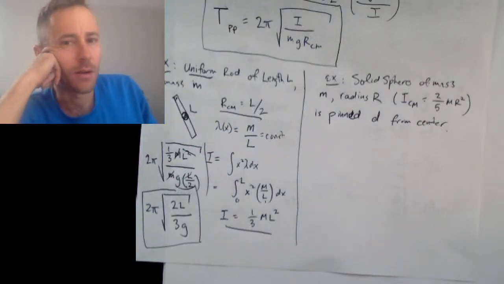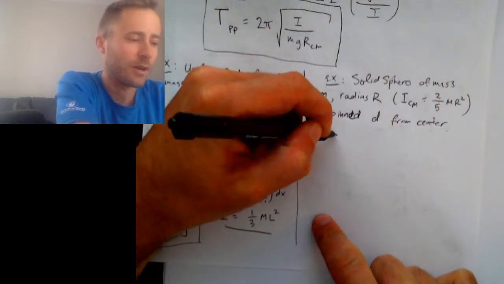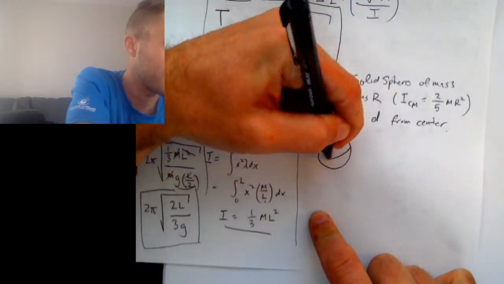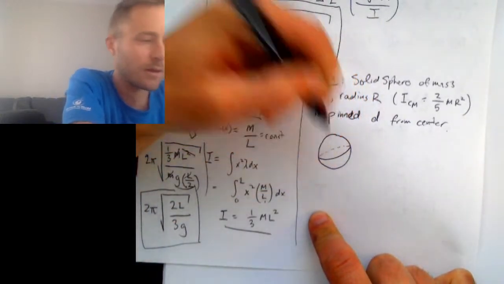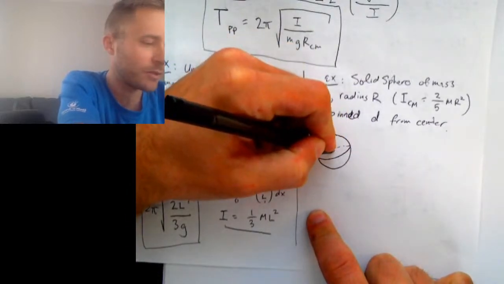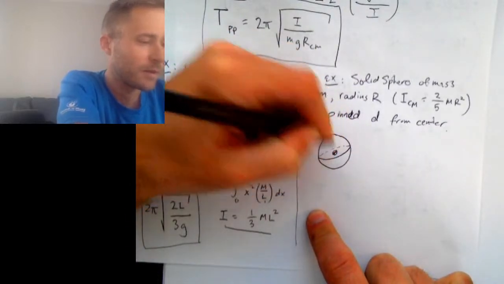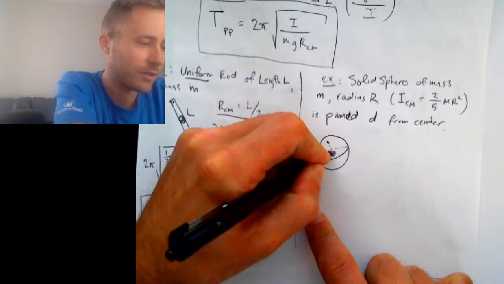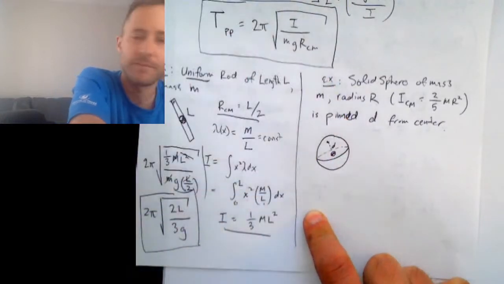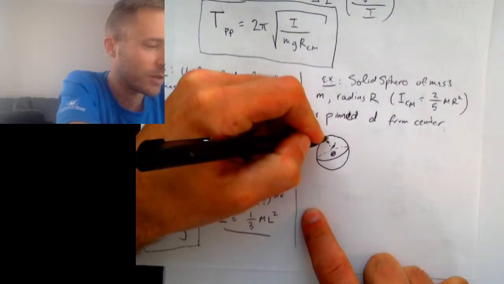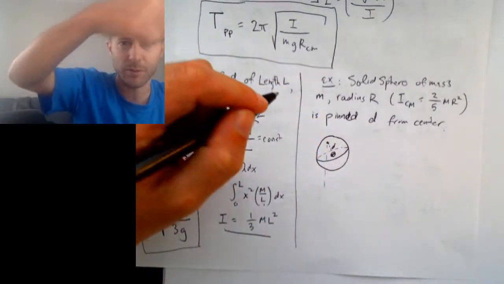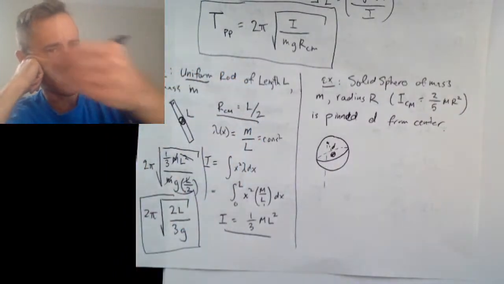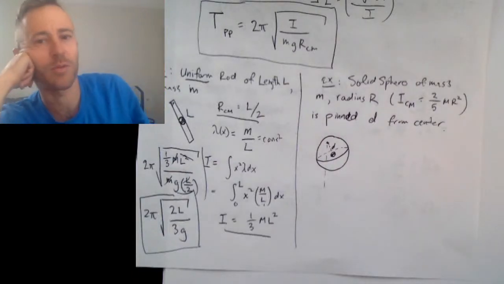So maybe it looks something like this. Here is the sphere. Here's the center of mass of the sphere, but it's pinned right here, some distance away, and that distance right there is d. And it's allowed to swing back and forth, almost like a Christmas ornament. So it's a sphere that's swinging back and forth.